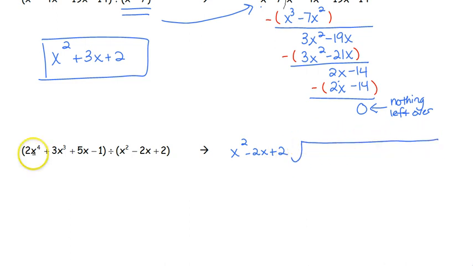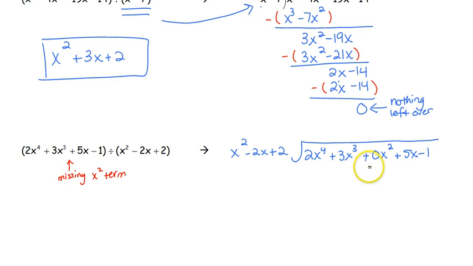On the inside, we've got 2x to the fourth, 3x cubed, 5x, and a negative 1. You want to be very, very careful here. We are missing an x squared term. So when we write this inside, we've got 2x to the fourth, 3x cubed, and we're going to write in a 0x squared. You want to make sure that every variable has a placeholder. So if we don't have that term, we just fill it in with a 0x squared, because 0 times anything is going to cancel out.